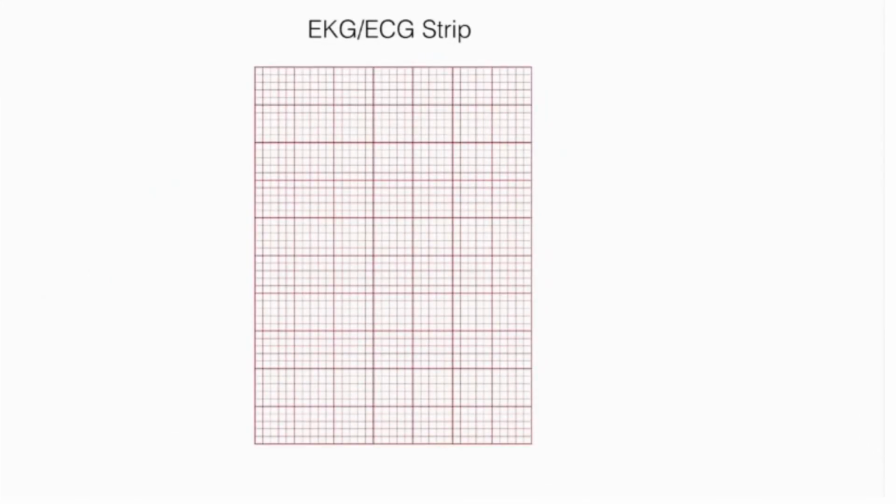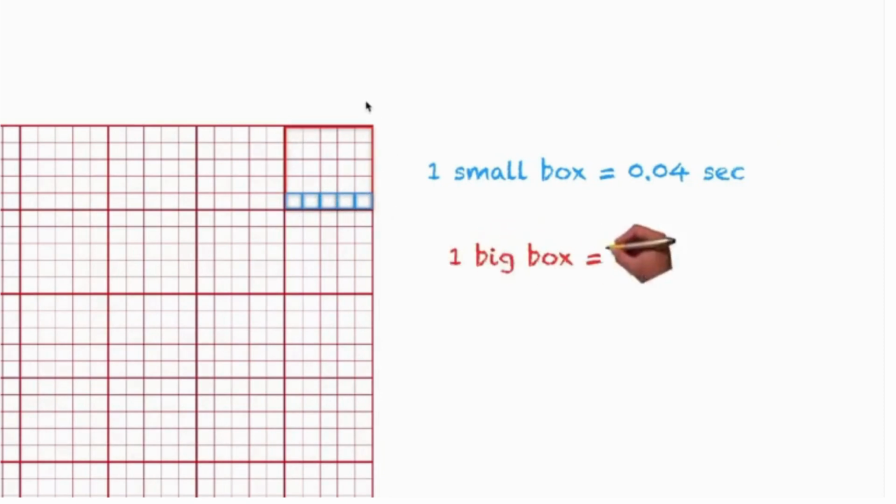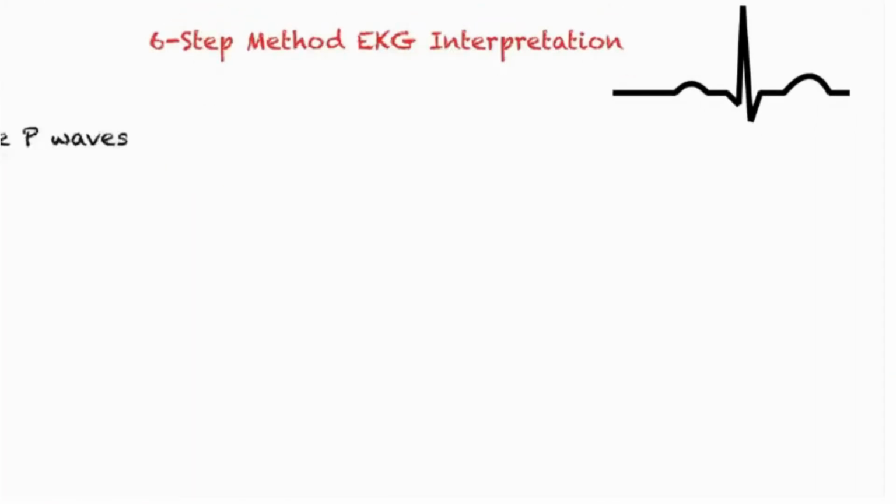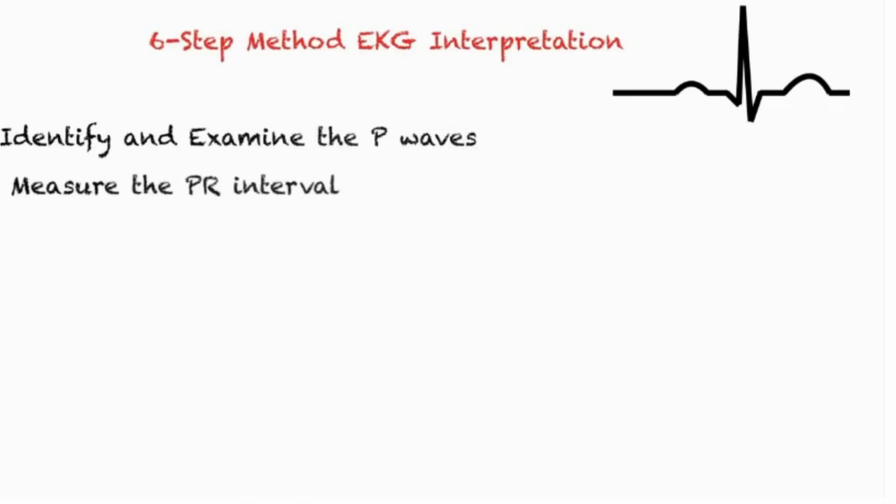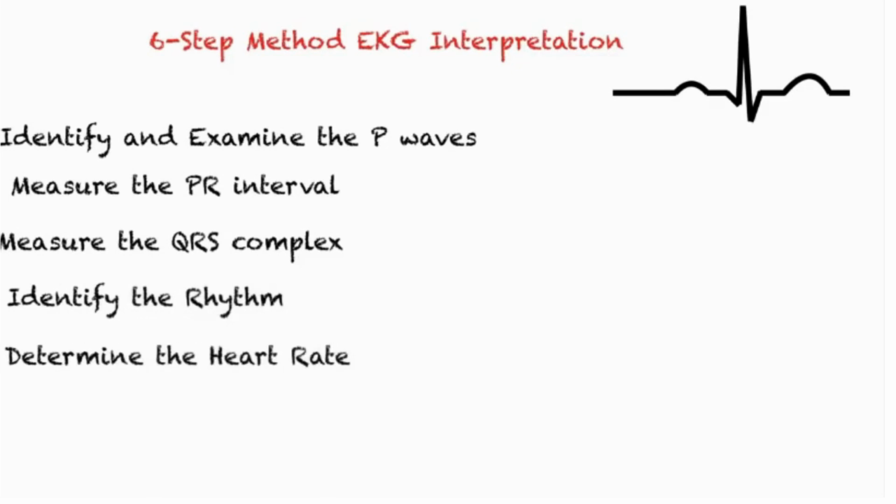In an EKG strip, we have a big box. And inside a big box, we have 5 small boxes. Each small box is equal to 0.04 seconds. And so if in a big box there are 5 small boxes, that means that one big box is equal to 0.20 seconds. But really, as long as you know that one small box is 0.04 seconds, we're good to go. So let us get on with our 6-step EKG interpretation. First up, we have to identify and examine the P waves, measure the PR interval, measure the QRS complex, identify the rhythm, determine the heart rate, and interpret your strip. And we're going to talk about them one by one.